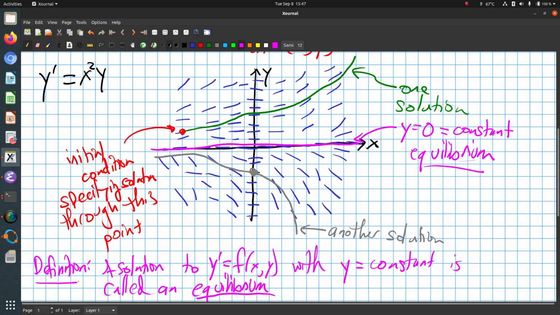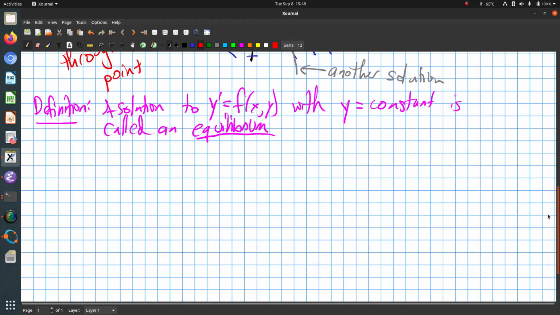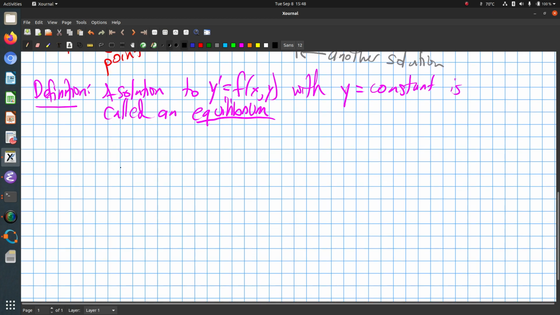And equilibrium solutions come in stable and unstable variants. This one is unstable. It's unstable because my solutions go away from it. You'll notice if you draw any other solution nearby, they go away. This is unstable. If, on the other hand, the solutions were to get closer and closer to it, then it would be stable. And there's also the situation where solutions come in on one side and go in on the other.